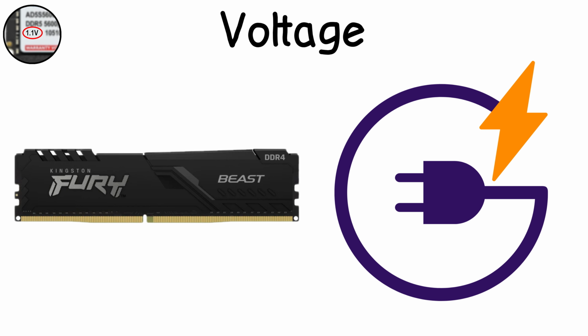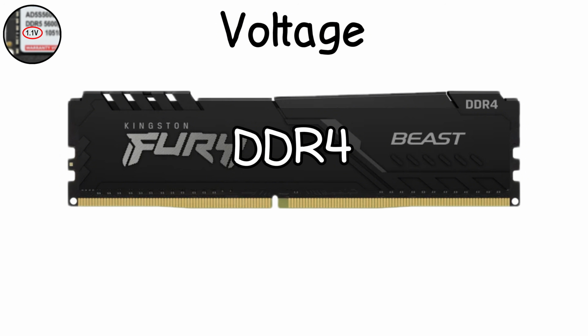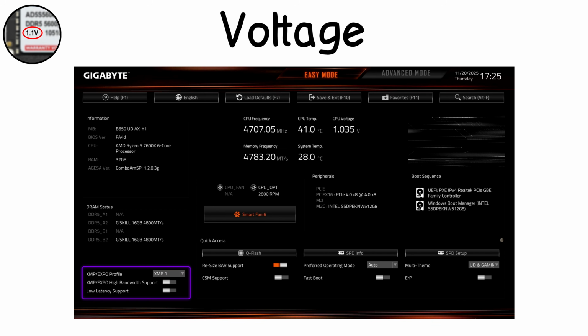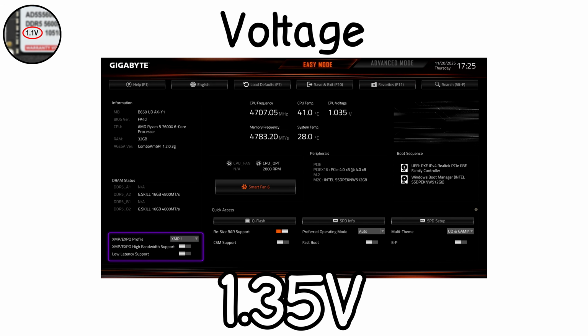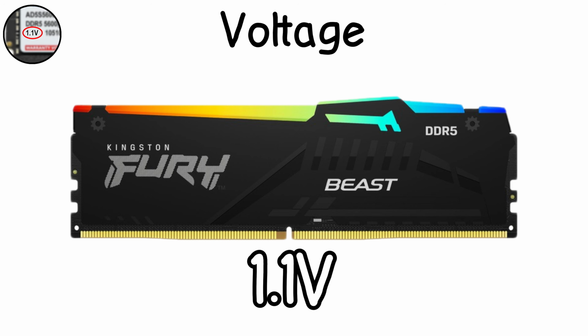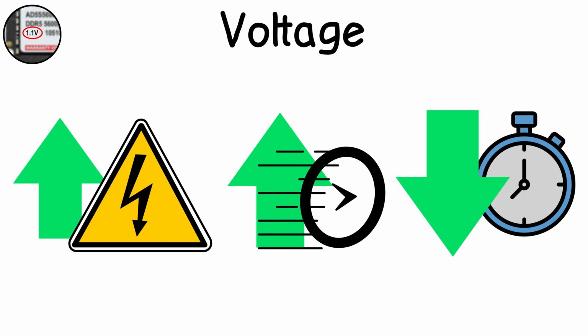Voltage. Voltage is the electrical potential supplied to the RAM. Standard DDR4 runs at 1.2 volts. When you enable XMP on DDR4, it typically increases to 1.35 volts. DDR5 runs at around 1.1 volts standard. Higher voltage allows the RAM to run at higher speeds and tighter timings.